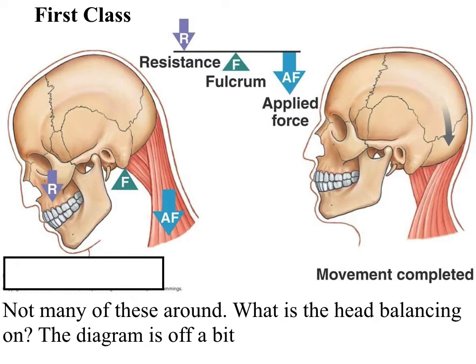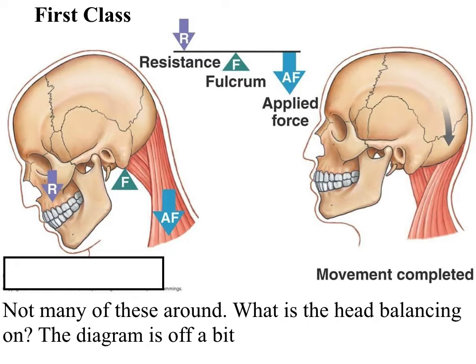So you always have three parts to the joint. You have the fulcrum, which is where the hinge is. You have the resistance, and you have the applied force, and the applied force is the direction that the muscle is going to pull.